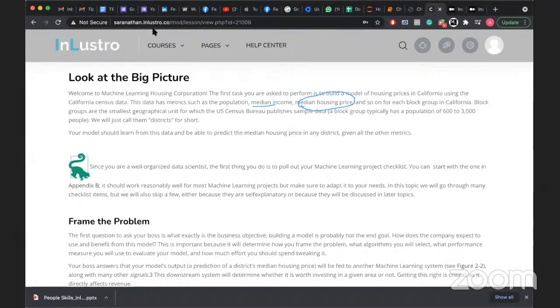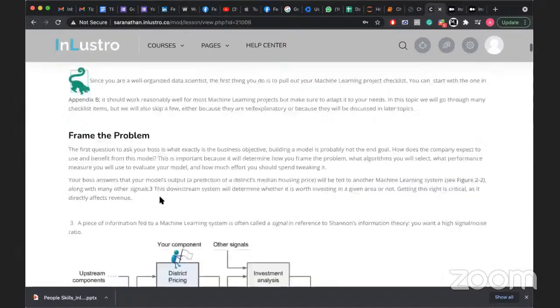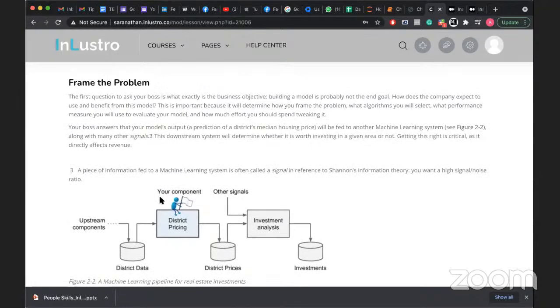Let's see how we can evolve the steps that are part of machine learning. First thing, the first question you ask your boss is, what exactly is the business objective? Why are we doing this? Building a model is probably not the end goal, right? So what does the company expect to use and benefit from the model? So what is the purpose of the model in the context of the business? Why is this needed? This is important because it determines how you frame the problem.